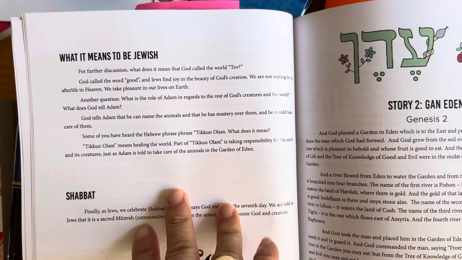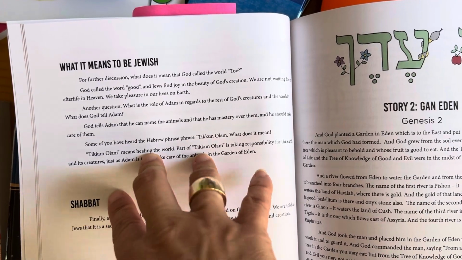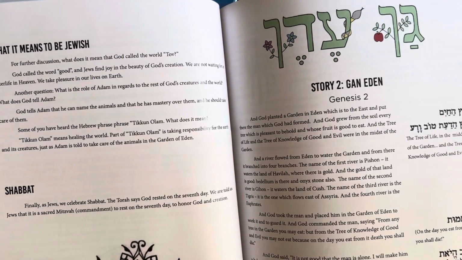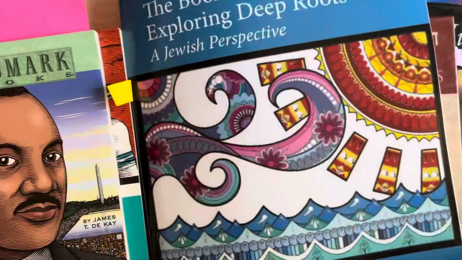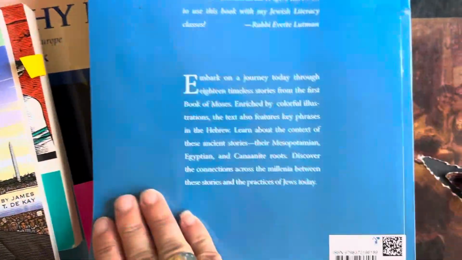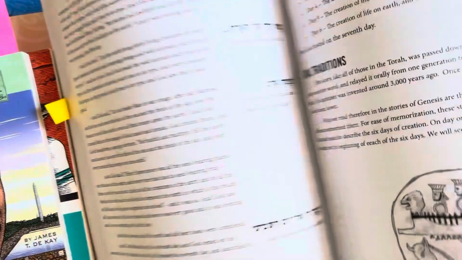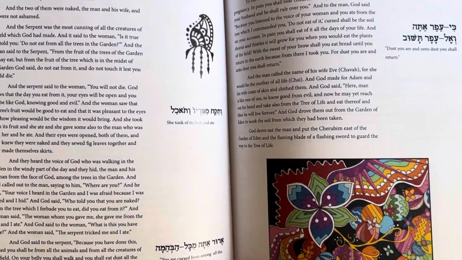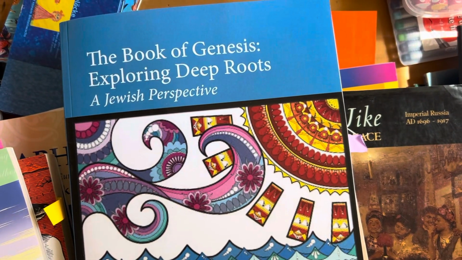And so what I would want my student to do is to study that section for the week and work through each of these sections, maybe one section per day, and use that for his study of Genesis. And I don't know if there are other versions of this particular material, but I will definitely look, because from what I've seen, looking at this before I filmed and right now, I really, really like the way that this is laid out. And I think it's going to be a great resource for us to use on a daily basis. So that is the book of Genesis, Exploring Deep Roots, a Jewish Perspective.